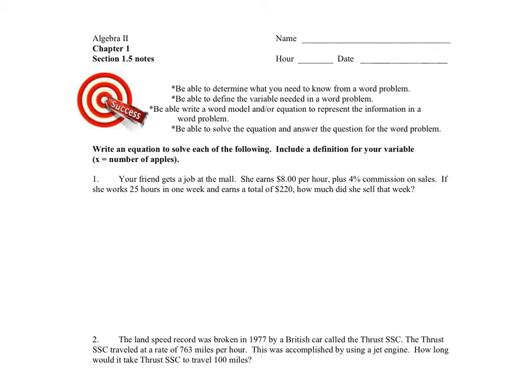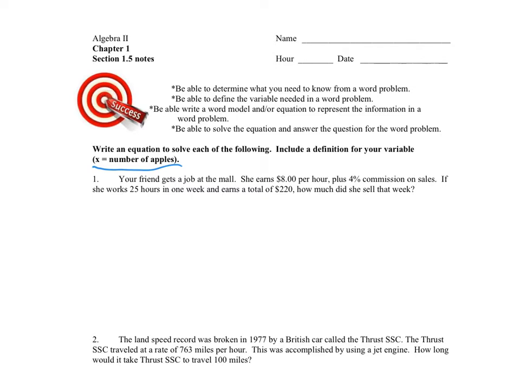All right, section 1.5 is a little bit trickier and harder than ones we had so far because it involves some reading. We have word problems. So 1.5 on word problems, the directions say to write an equation to solve each of the following. Include a definition for your variable. For example, it could be something like x equals the number of apples. So we need to include this when we're doing our word problems.